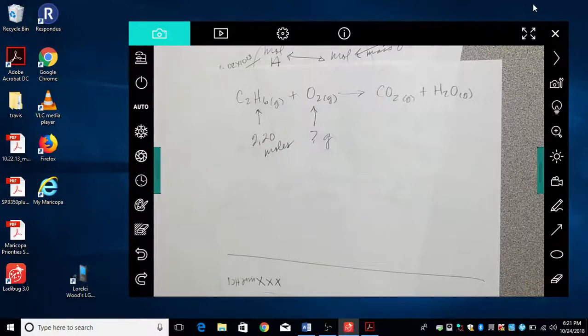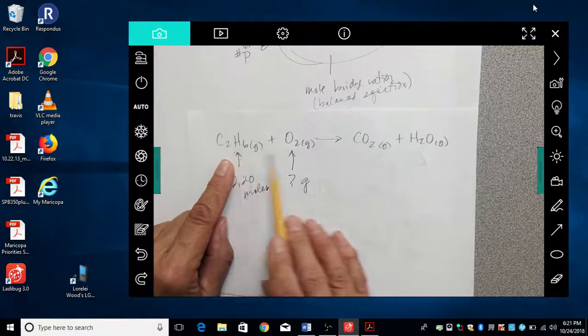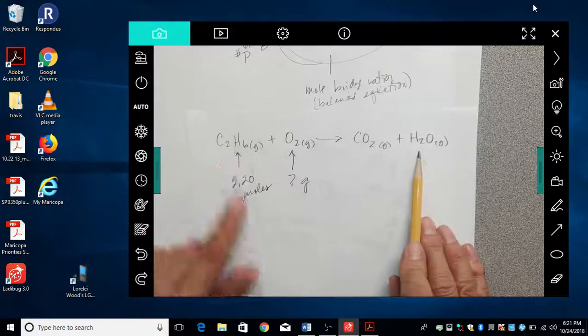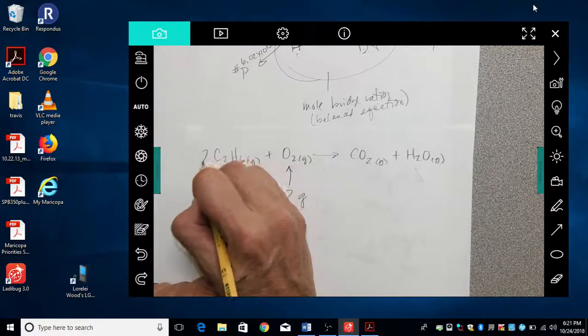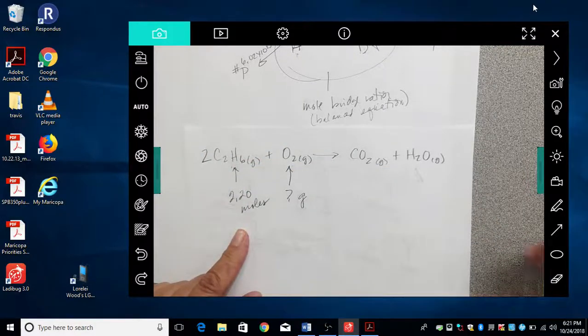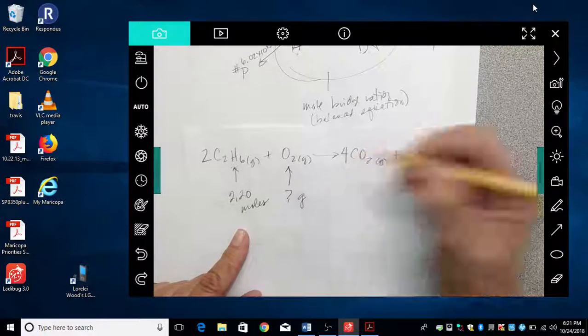All right. Here's my picture of the reaction. Here's my ethane, C2H6, with oxygen, makes CO2 and H2O. We're going to need to balance this, and since I've already done this once, I know that there's a 2 that goes there, so we probably need a 4 there then.